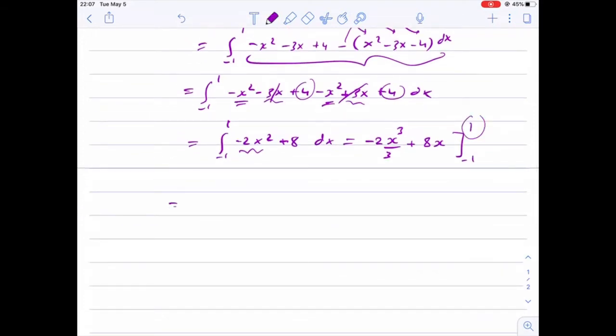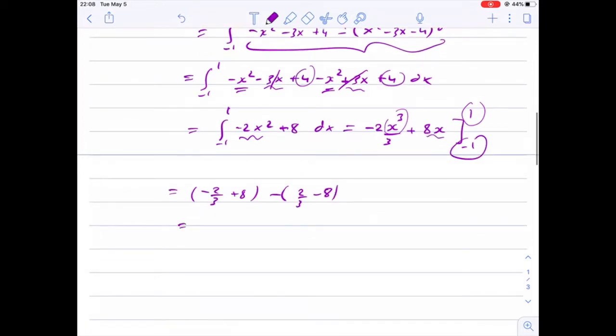Now we plug in the upper limit of the integral. We get -2/3 plus 8 minus, substitute the lower limit. When we substitute -1 here, it's still -1 because this is cubed. -1 times -2 is +2 over 3. 8 times -1 is -8. Now we try to get a common denominator here and here.